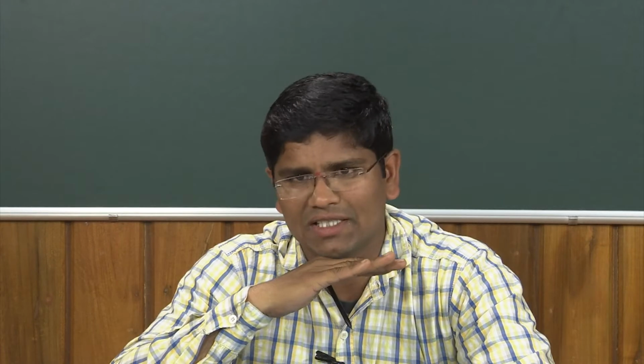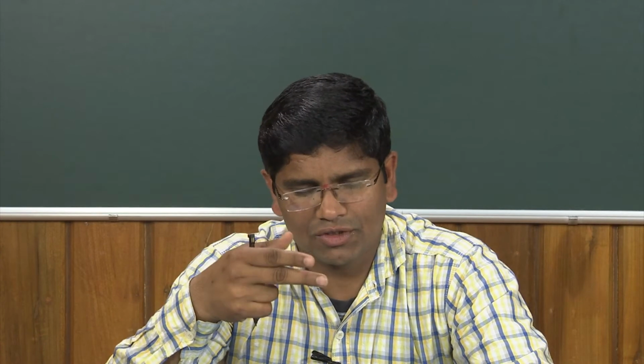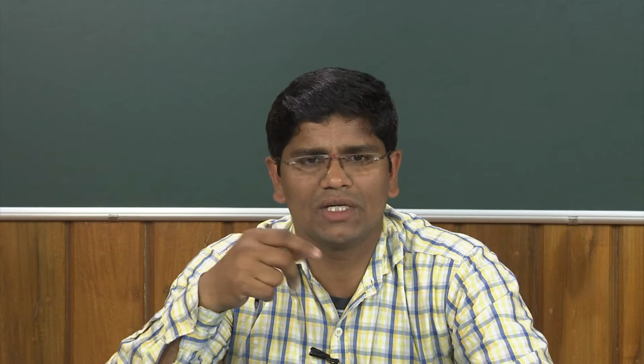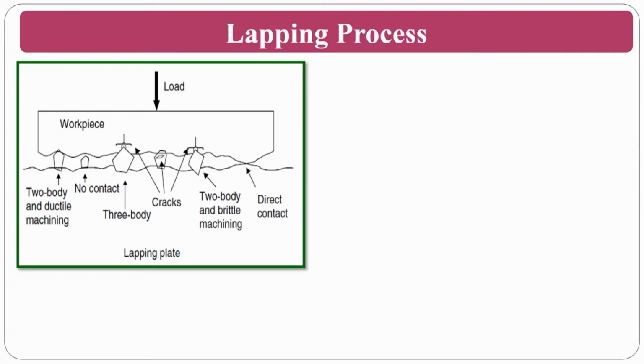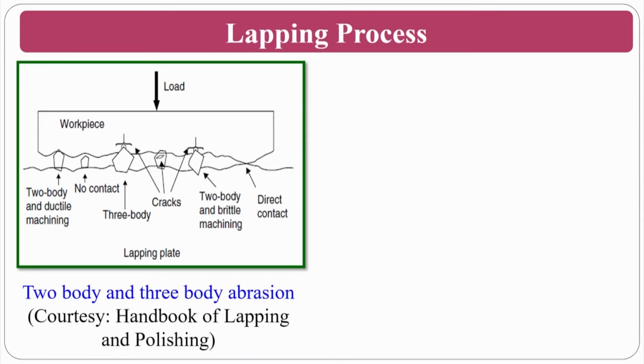If it is a flat surface or a cylindrical surface and all those things, normally people go in small scale industry for the lapping process. So the lapping process, if you see in depth, the mechanism goes by 2D and 3D abrasions. Whatever I want to say is 2D abrasion.